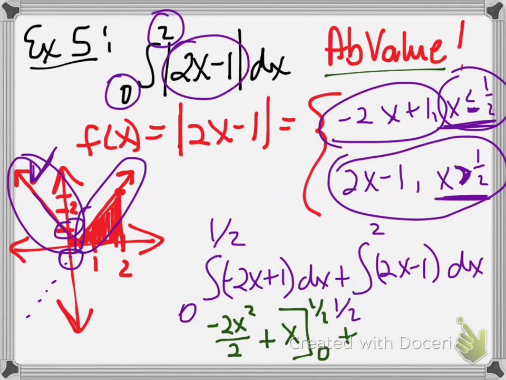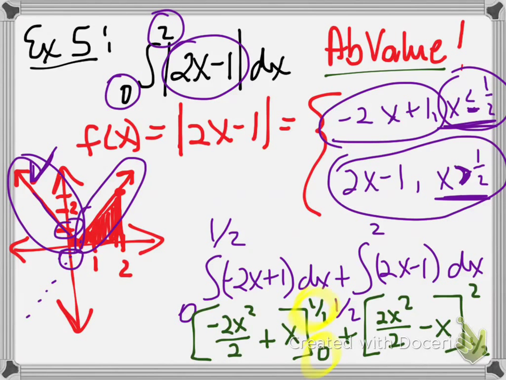And then this one on this side is going to be 2x squared over 2 minus x, and it's going to be integrated from 1/2 to 2. A lot of times I like to go ahead and close the bracket around it, especially if you have 2 integrals. And then, on the left side, you would have to plug in the 1/2 and plug in the 0 and subtract it and all that.